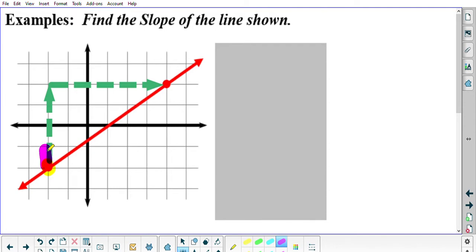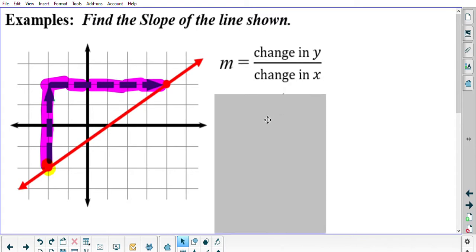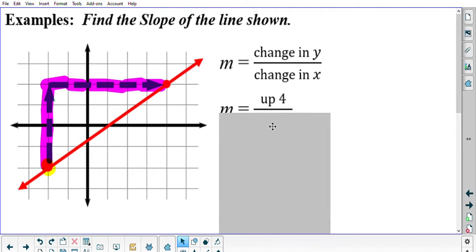This right here is one space. Here's another space. Here's another space. Here's another space. So this is a total of 4 spaces going up, and then 1, 2, 3, 4, 5, 6 spaces going to the right. And that's why you're going to see, using the definition of slope, where the numerator is the change in y, the denominator is the change in x, we went up 4 spaces, so that is a change in y of going up 4. The change in x was going to the right 6 spaces.